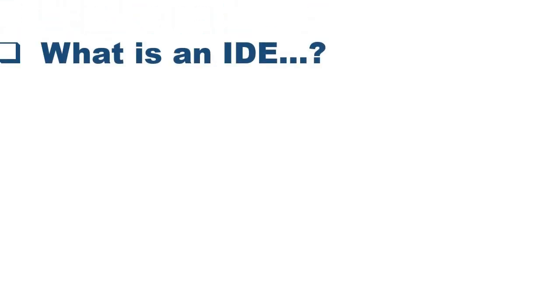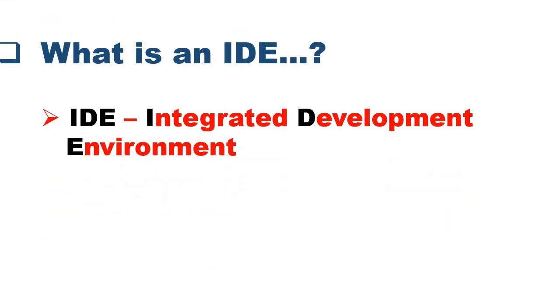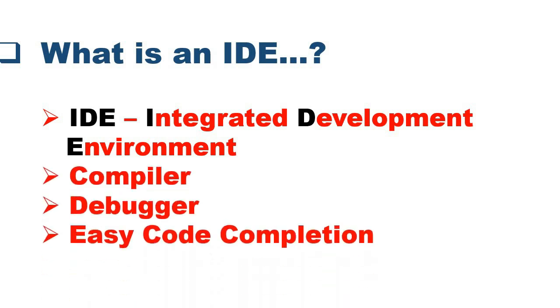Next, we are going to see what an IDE is. IDE is an acronym and it stands for Integrated Development Environment, and it includes a compiler, a debugger, and easy code completion. Okay. Now we are going to see a real-time example using IDLE and IDE.